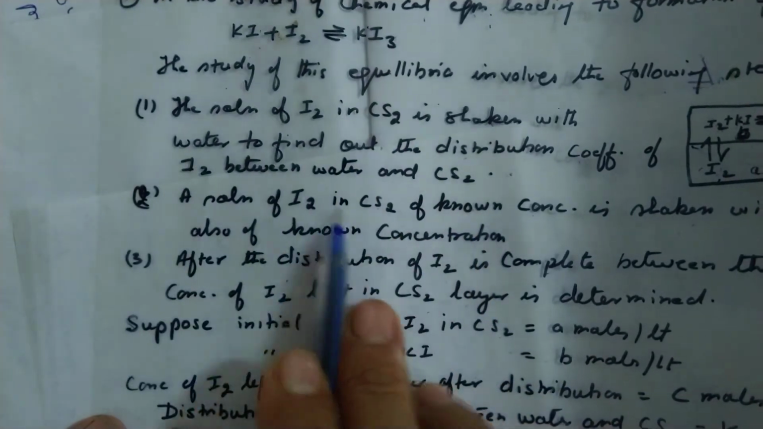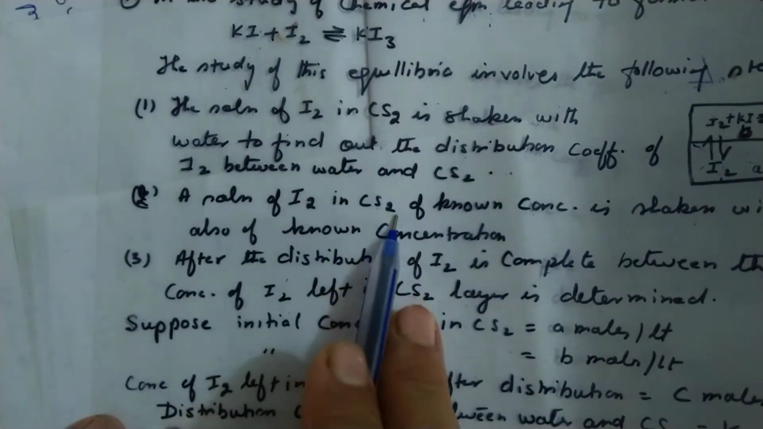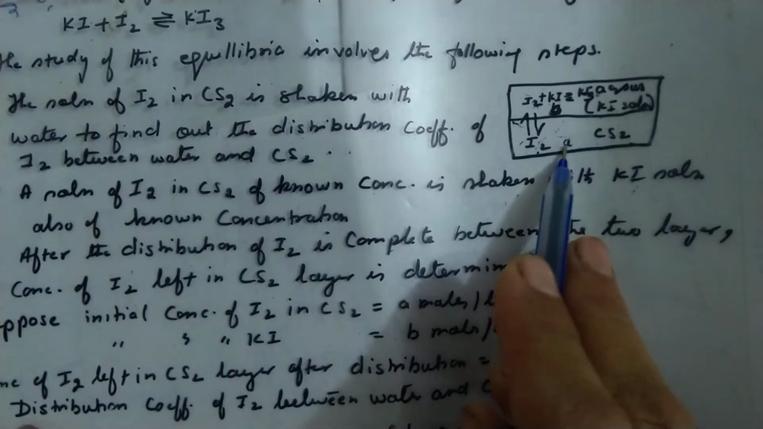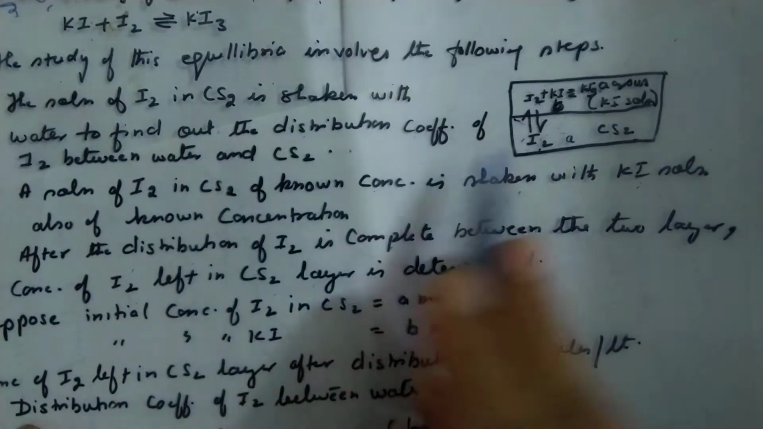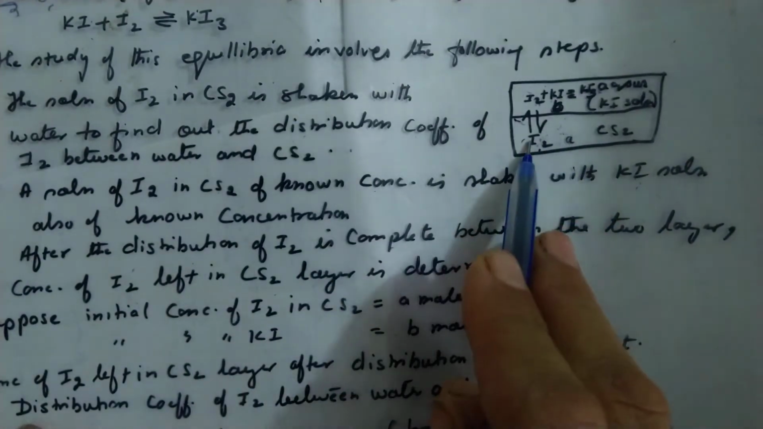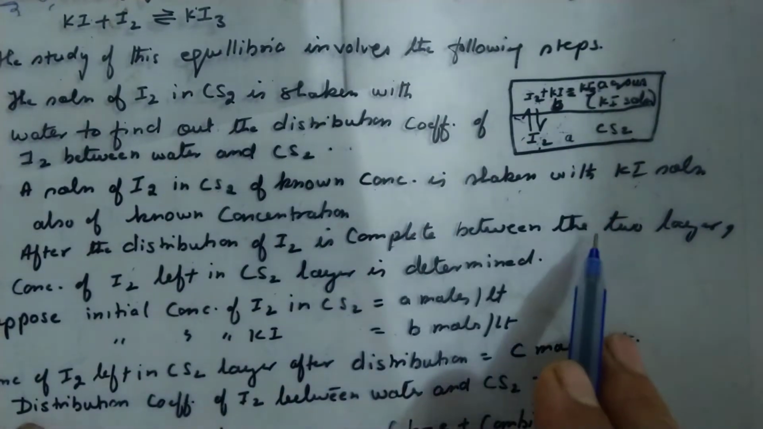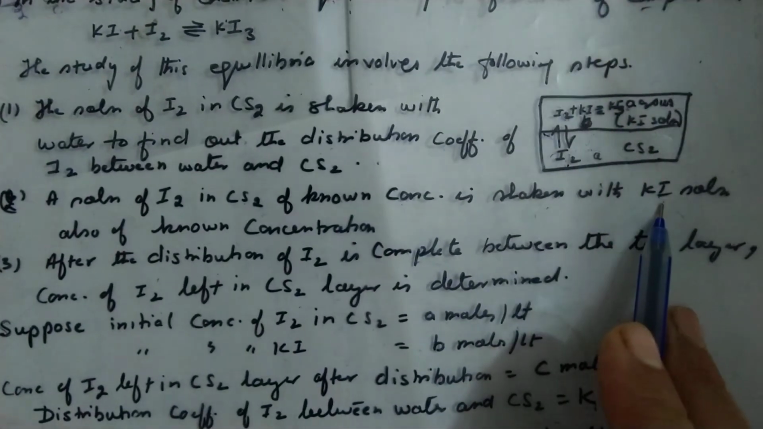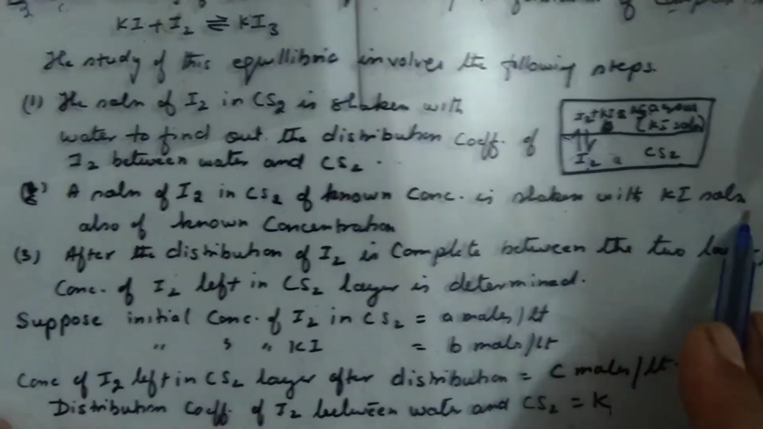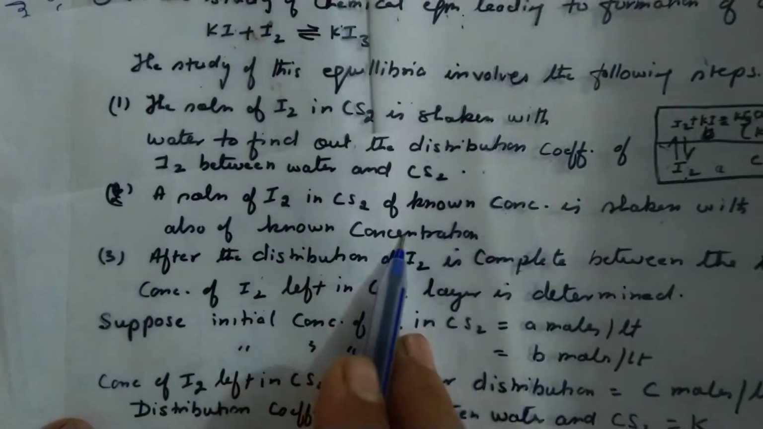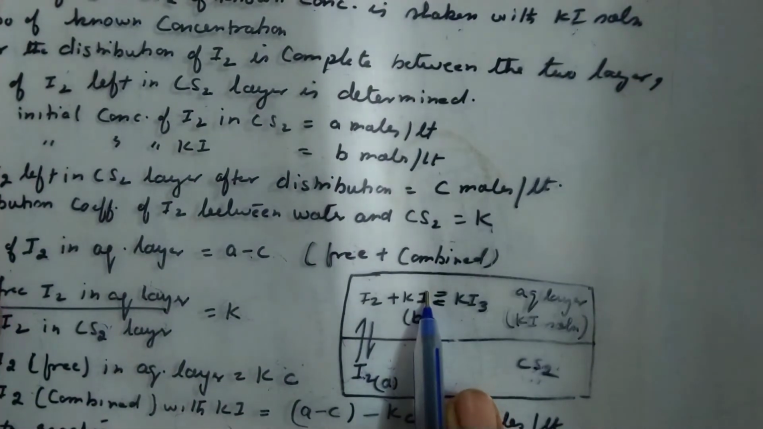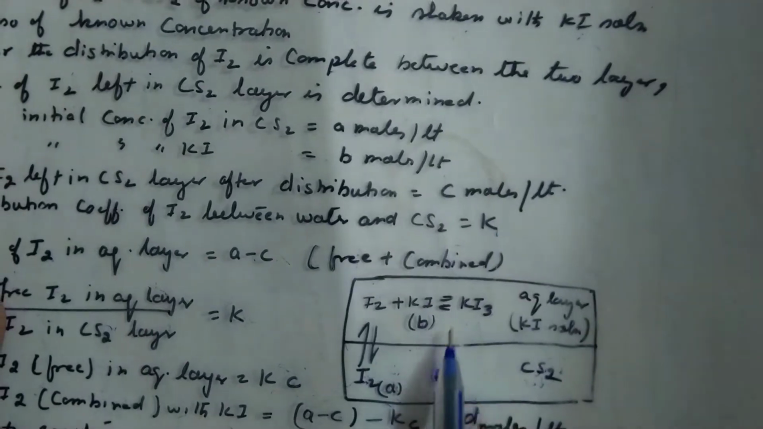Second, a solution of iodine in CS2. This solution of iodine in CS2 should be of known concentration A. This is shaken with water in which potassium iodide is added. So we will say the potassium iodide solution is also of known concentration. I have told you B is the concentration of potassium iodide solution.